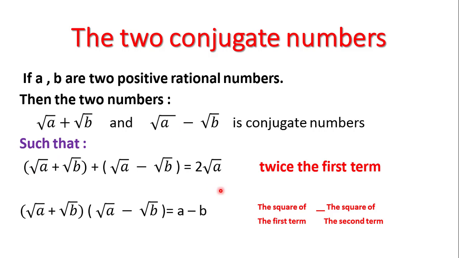If we add the two conjugate numbers, root a plus root b plus root a minus root b, the result will be 2 root a. It means twice the first term. So when adding two conjugate numbers, the result will be twice the first term. And if you multiply two conjugate numbers, the result will be the square of the first minus the square of the second, or first power 2 minus second power 2.